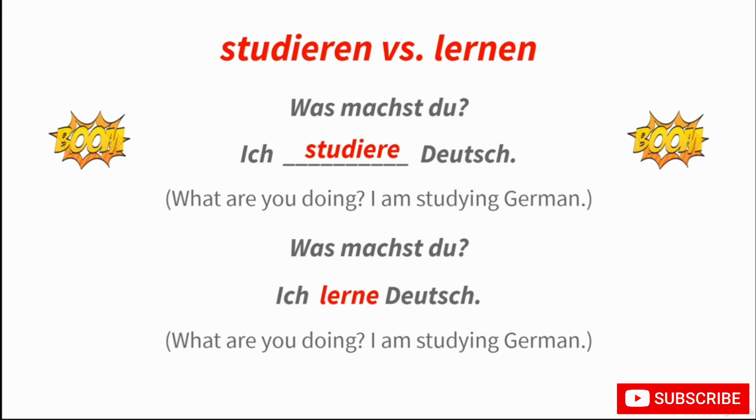But when I say Ich studiere Deutsch, this means I am a student at a university, and in this university I am studying German. But in this sentence, I am studying German for my exam, for example. That's why studieren cannot be used.